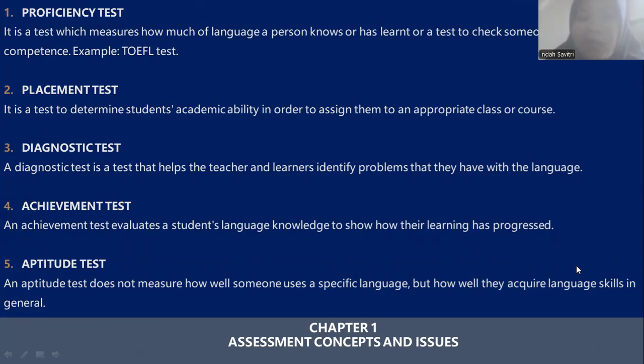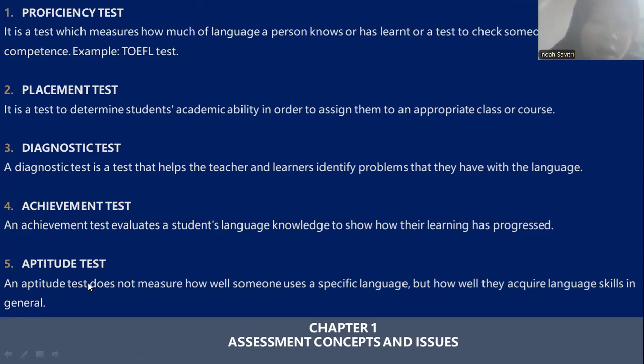The next one, placement test. It is a test to determine students' academic ability in order to assign them to an appropriate class or course. Number 3, we have diagnostic test. A diagnostic test is a test that helps the teacher and learners identify problems that they have with the language.